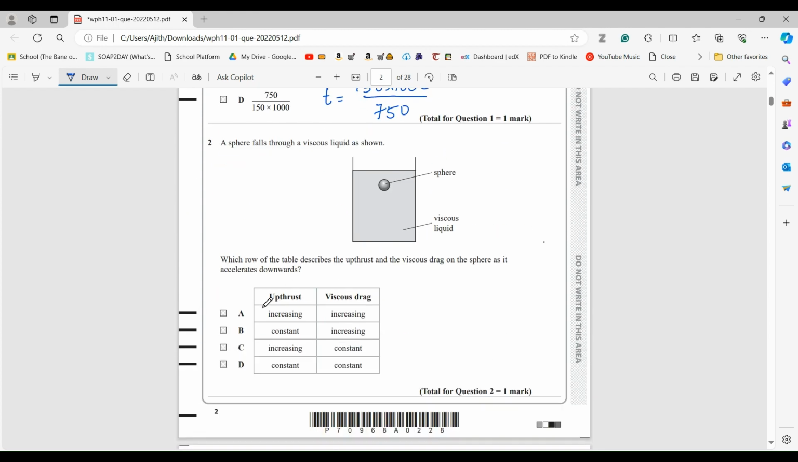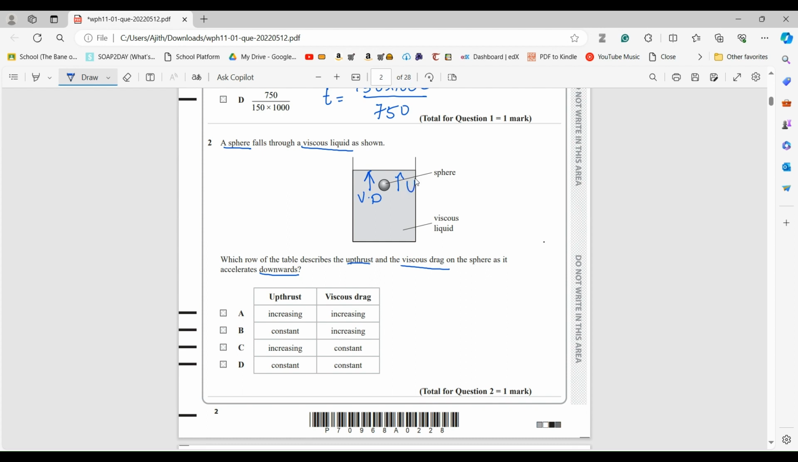Question 2 is about materials. A sphere falls through a viscous liquid as shown. Which row of the table describes the upthrust and the viscous drag of the sphere as it accelerates downwards? So the sphere is moving downwards, it's accelerating downwards. So definitely there will be a force acting on it in the opposite direction of its motion, which is viscous drag. So viscous drag will act in the upward direction, as well as upthrust.